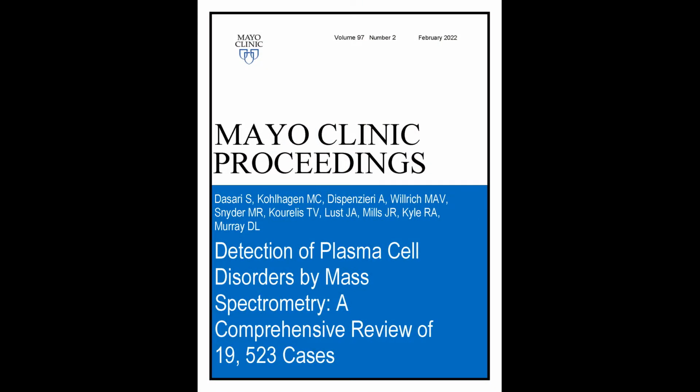Basically, the study describes how we used mass spectrometry as a way to find monoclonal proteins in patients with various plasma cell disorders. My name is Surendra Dasari. I am a PhD scientist at the Mayo Clinic. We're here today to talk about an article that will be appearing in Mayo Clinic Proceedings, and the title of the article is Detection of Plasma Cell Disorders by Mass Spectrometry, a comprehensive review of 19,523 cases.